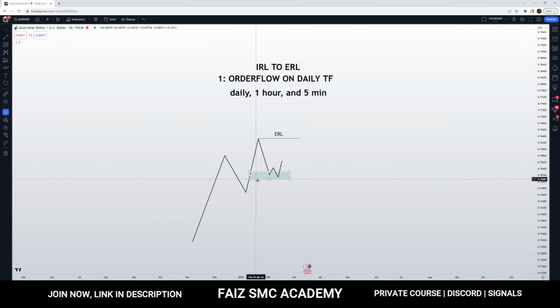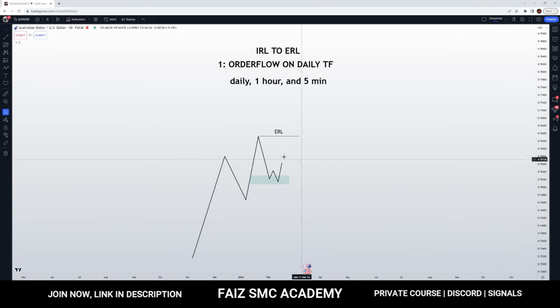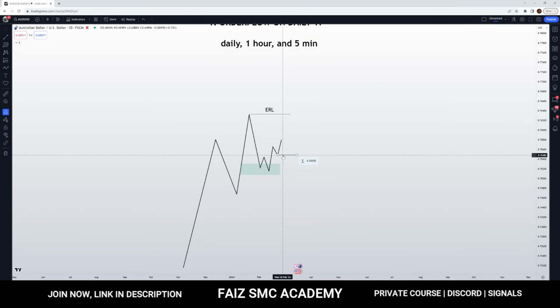Now, once you get the market structure shift, we have to look for a sell side liquidity sweep, and we want to see a higher low to be taken out. Notice what I'm saying, a higher low. So we have a market structure shift, higher low, and then a higher high. Once that forms on the 1 hour time frame, you draw that out and you look for a liquidity sweep on the 1 hour time frame.